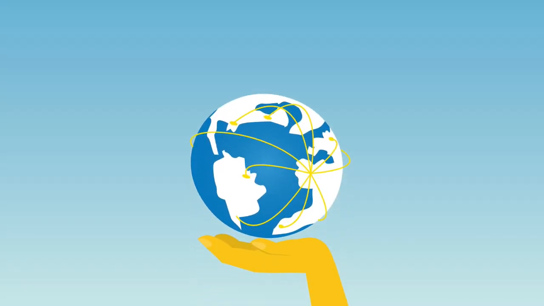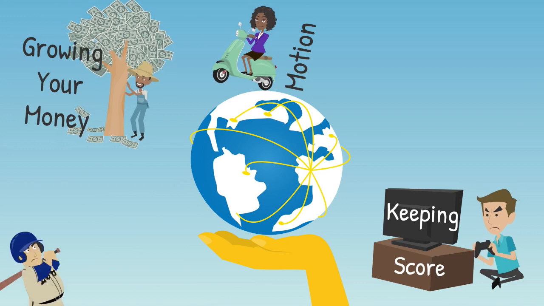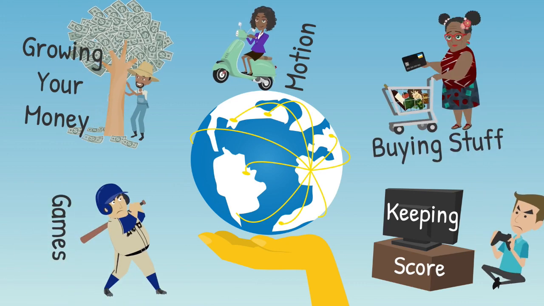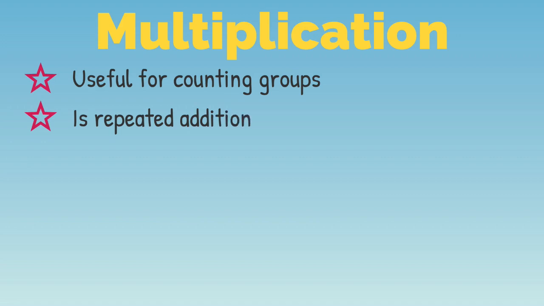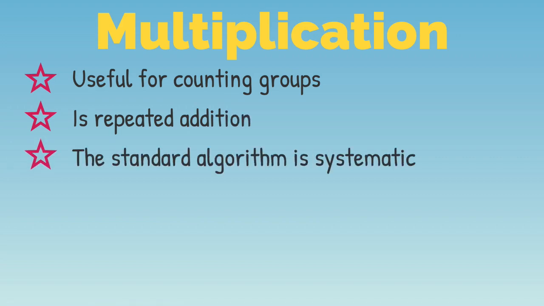Take a look and you will see a mathematical world around you filled with multiplication. As we often need to count many of the same things, multiplication makes this easier than adding the same value repeatedly. The standard algorithm is your trusty tool, whether 1-digit by 2-digit or 2-digit by 2-digit multiplication.